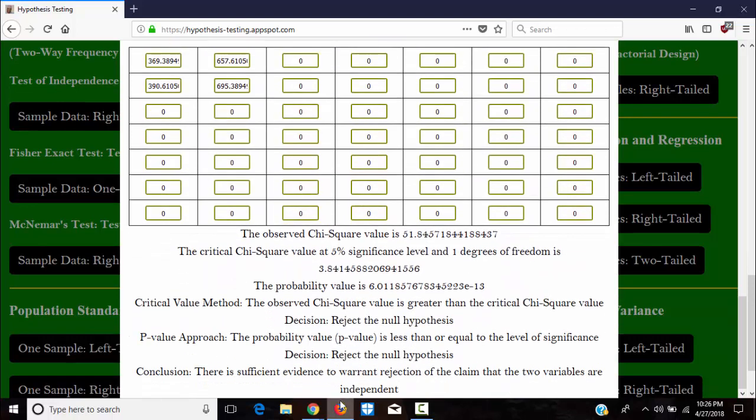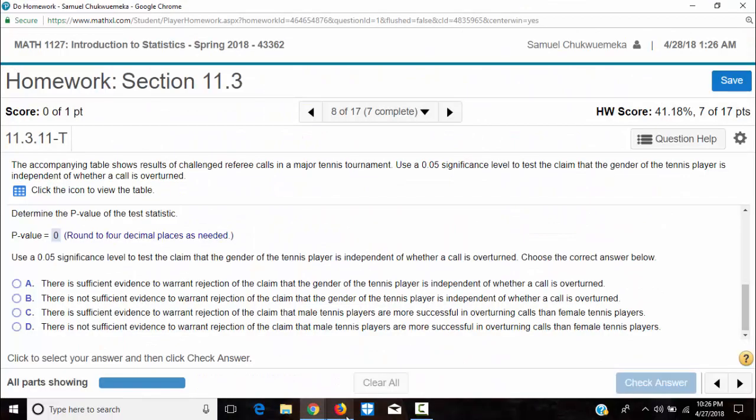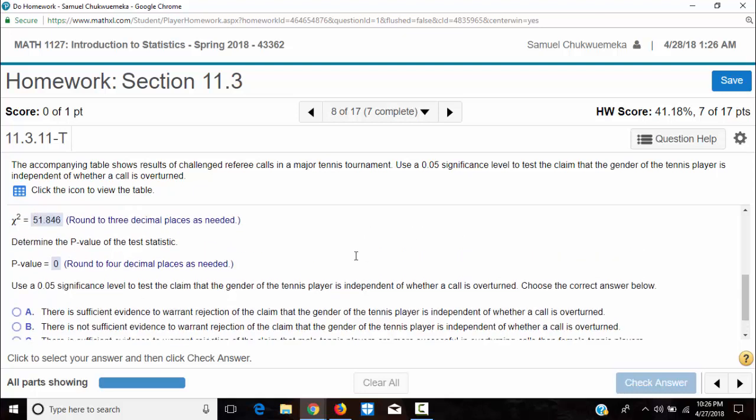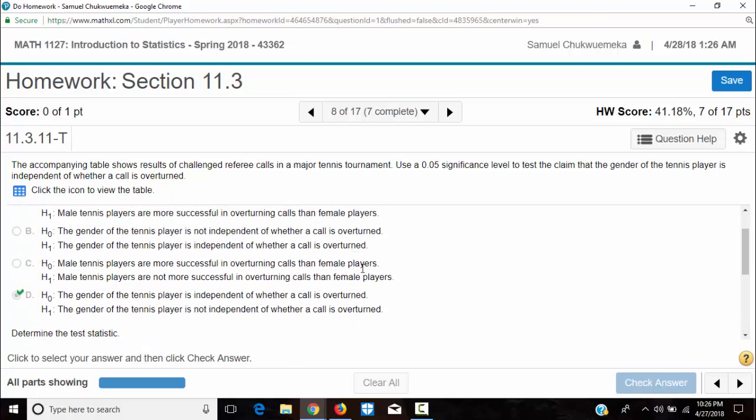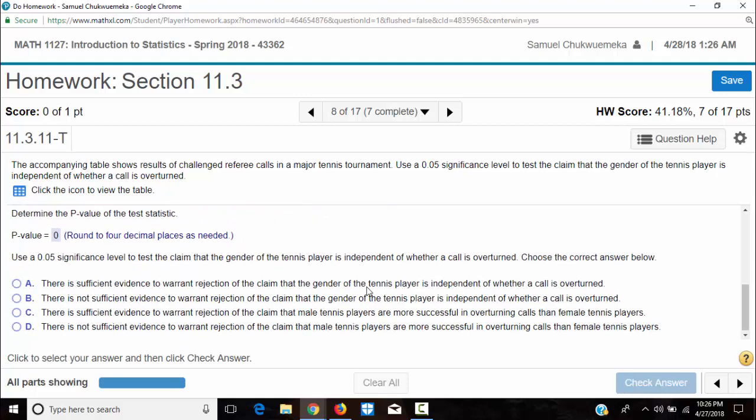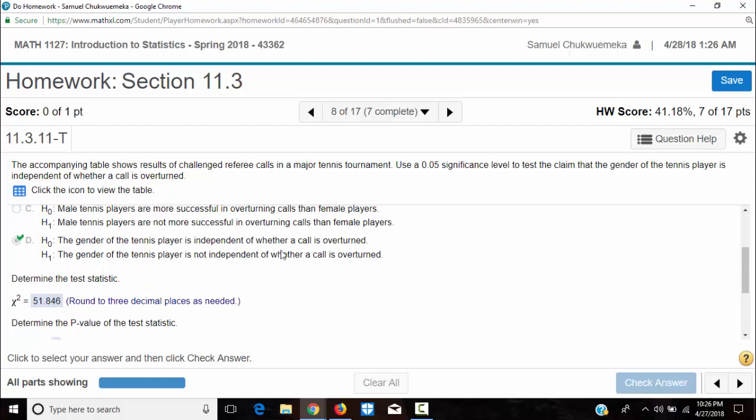Reject the null hypothesis. So there is sufficient evidence to warrant rejection of the claim that the gender of the tennis player is independent of whether a call is overturned, because you rejected the null hypothesis. Okay?